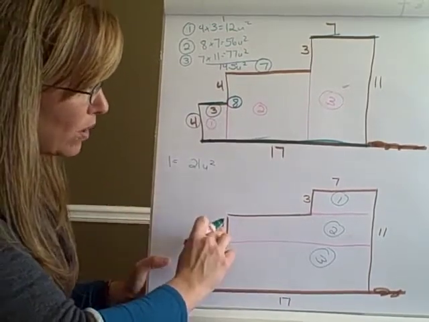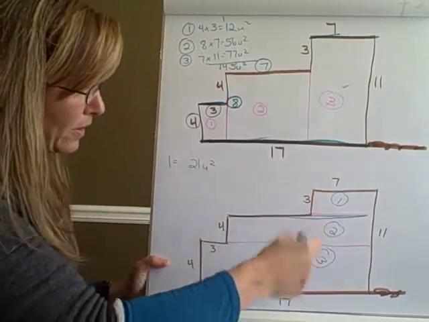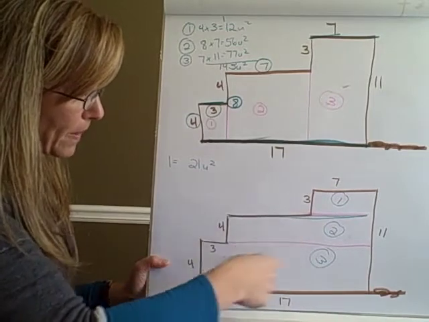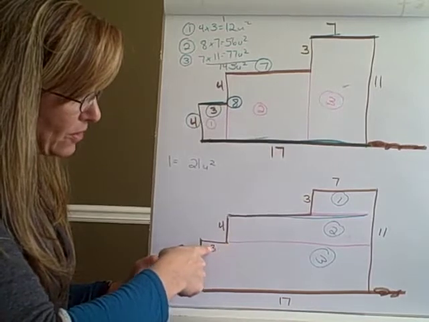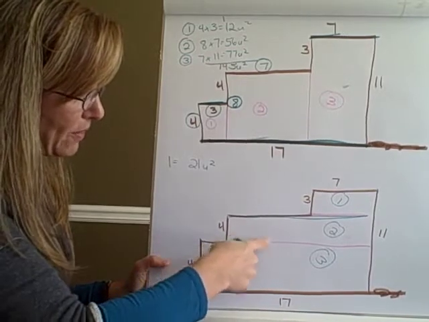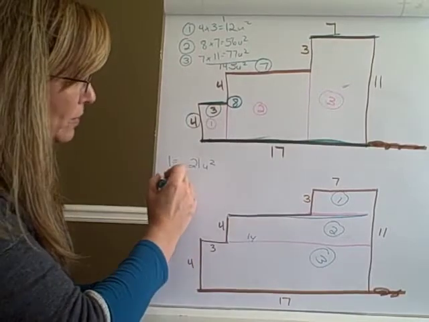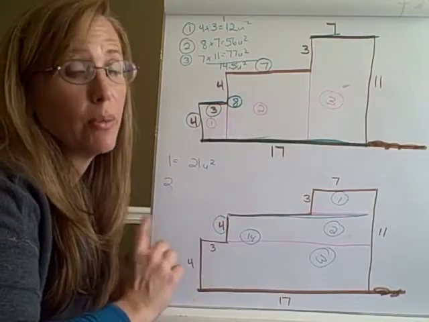Shape 2 is 4. Then I have to figure out what this line is. Well, this whole thing is 17. But I only get up to here. This is 3. So 3 plus something has to equal 17. That would make this 14. So shape 2 would be 4 times 14, which I'm going to do in my head because I'm running out of time.